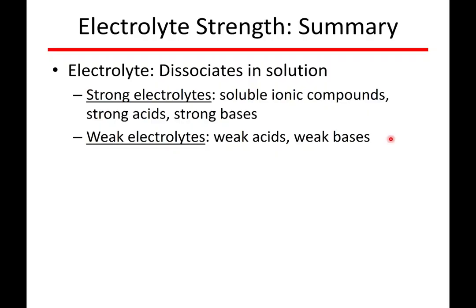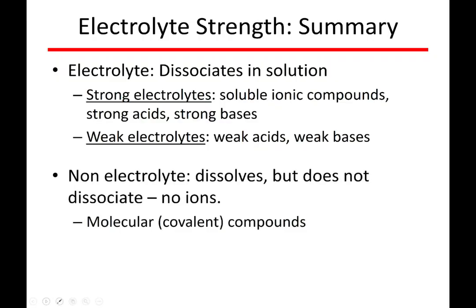In contrast, weak electrolytes are substances that do dissociate, but only to a small extent, like weak acids and weak bases, for instance. I'll remind you, like in the case of HF, which is a weak acid, it does dissociate to produce ions, but only 1% of the HF molecules dissociate. The other 99% remain as molecules, as HF molecules.